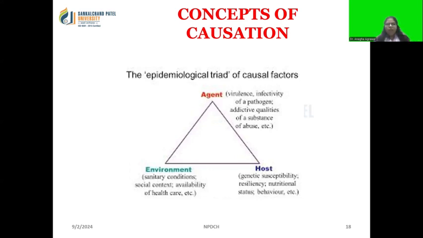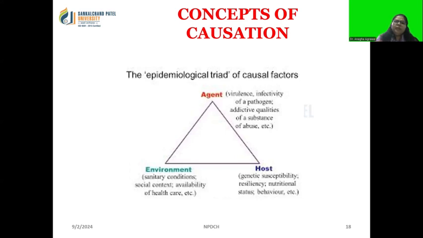And then we've come to concepts of causation. That means why the disease is there. There are several concepts which will say what are the factors responsible for that particular disease. So in that also we've studied about the epidemiological triad. I'll be just starting with an introduction of that epidemiological triad and then we can go forward.